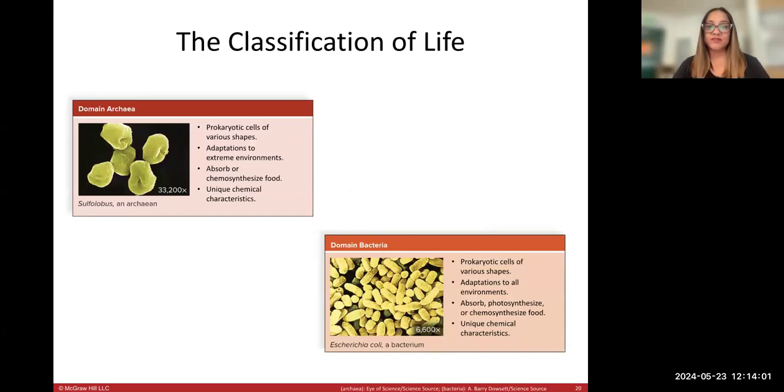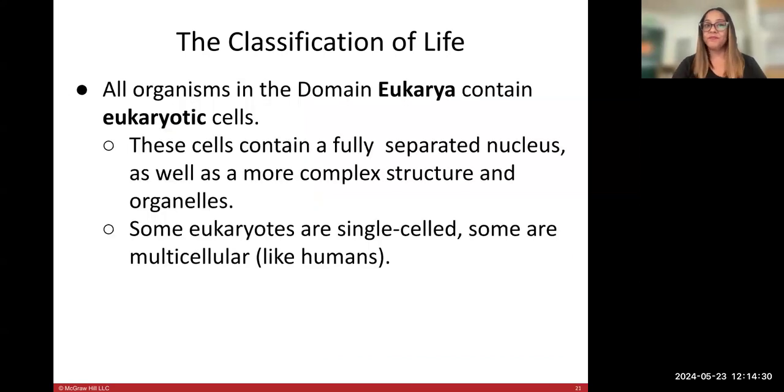So, prokaryotic cells of various shapes. Archaeans, the domain archaea, adapt to extreme environments. These are the bacteria you find in volcanoes, in underwater vents, and in salt lakes where it's extremely salty. Bacteria are prokaryotic cells of various shapes. They can adapt to all different environments. They can photosynthesize, they can chemosynthesize, and some of them have very unique chemical characteristics.